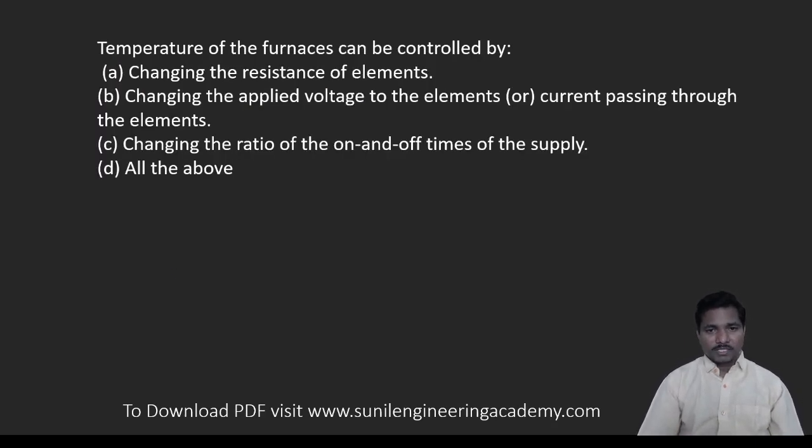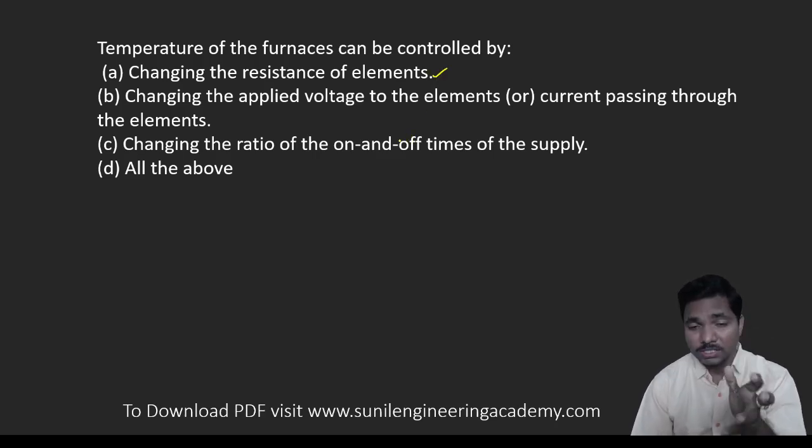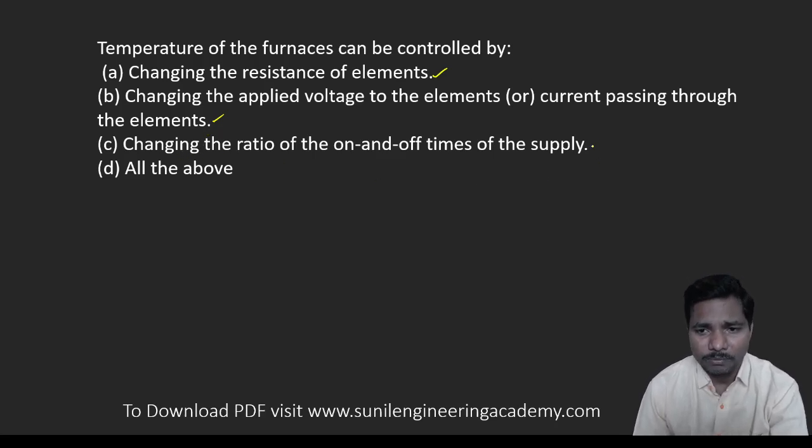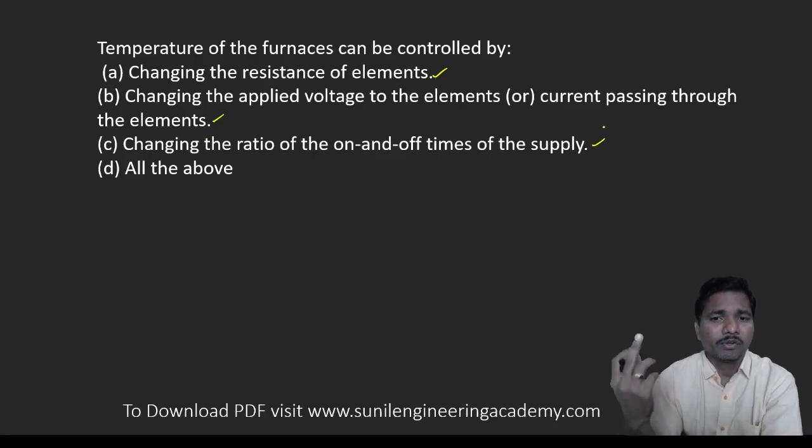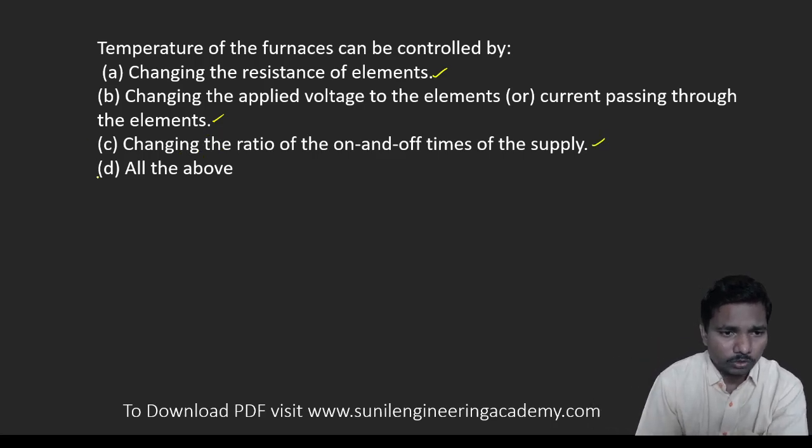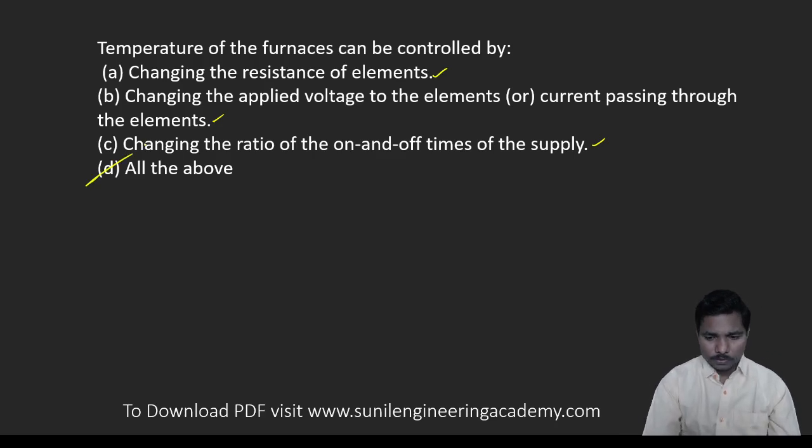Temperature of the furnaces can be controlled by? How can we control the temperature of the furnaces? By changing the resistance? Yes. We can change the resistance, which means the power changes, and power changes means temperature changes. Changing the applied voltage? Yes. Power depends upon the applied voltage and also current. Changing the ratio of on and off times? Yes. If it is more on, then we can get a higher temperature. So all of the above. The answer is option D.